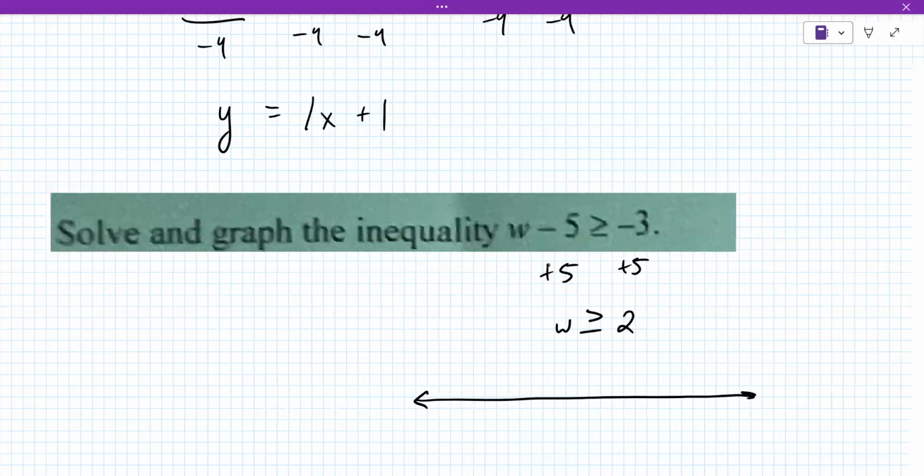How would that look on a number line? Imagine that's 2. Is it shaded left or right or both or neither? It'd be filled in and then everything to the right. Yes. You got it.